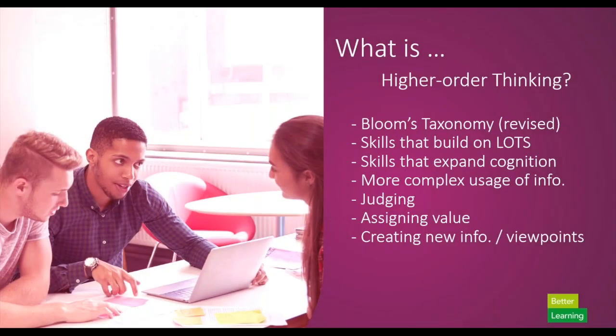The bottom three, which would be remember, understand, and apply, are the lower order thinking skills. That's basically memorization and then using information in a situation. When you get up to the top three, which is analysis, evaluate, and create, you're actually building upon those lower order thinking skills to get students to expand their cognition and use that information in new ways. So this more complex usage of information is more difficult.